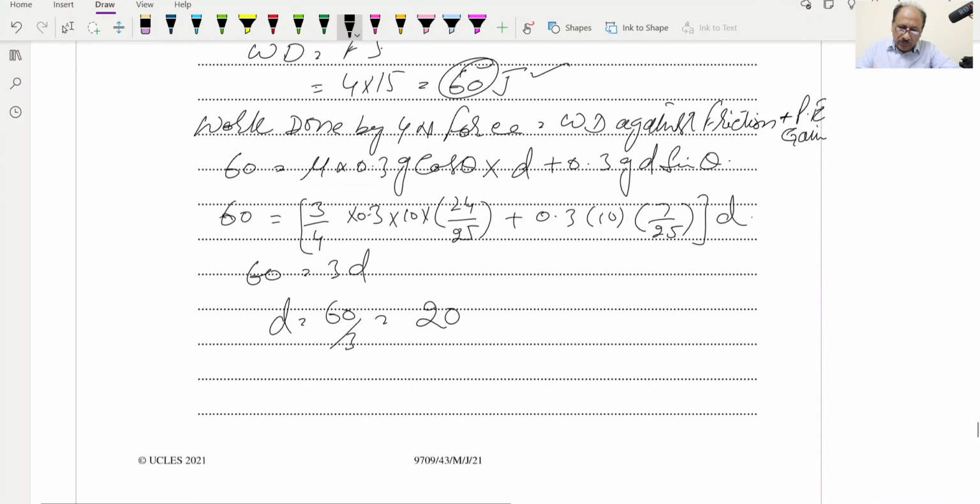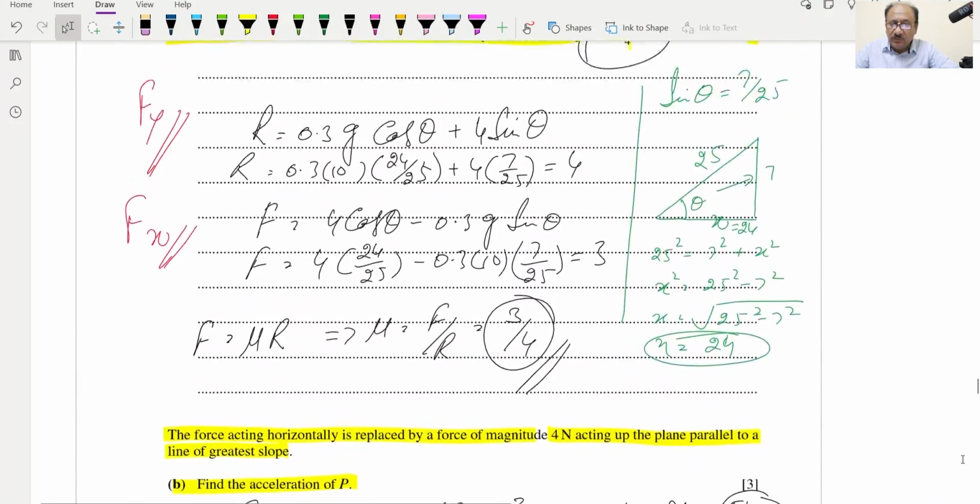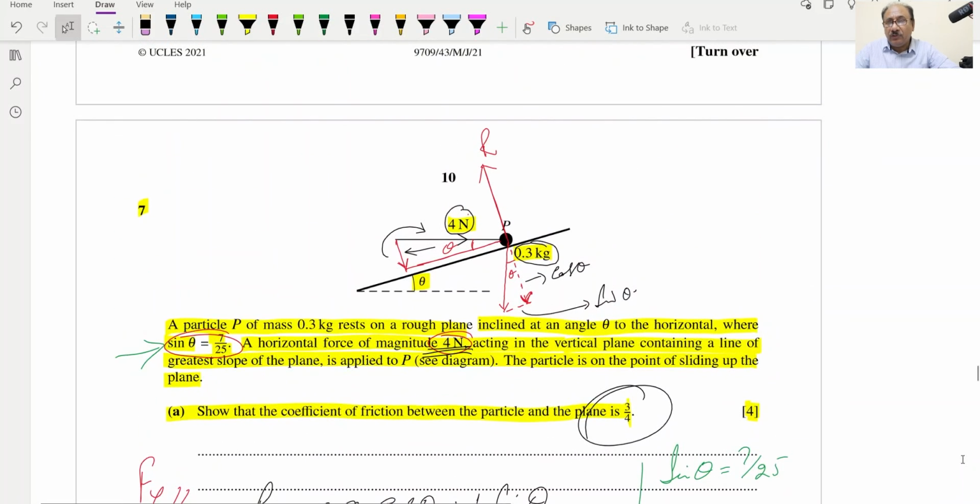Hopefully you understand this. So this is the last part of this paper. We are done with the whole paper. Hopefully you understood each and everything.